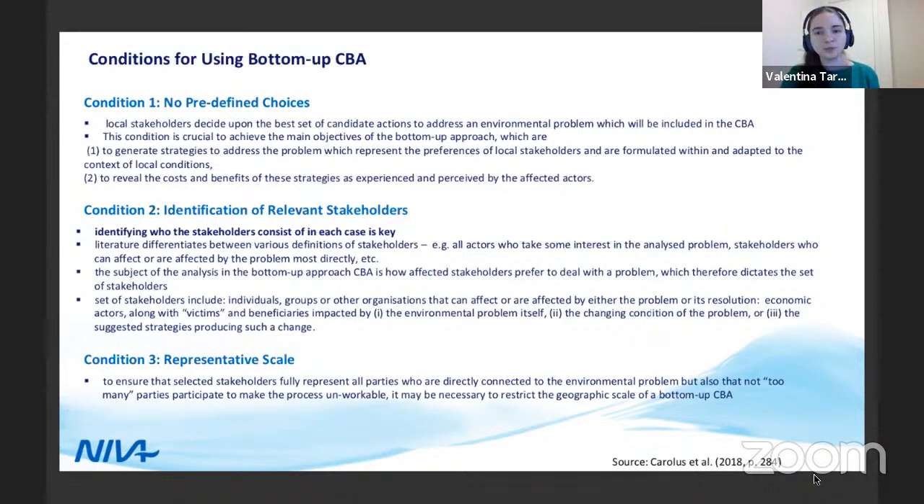If conditions 1-3 cannot be met, it may still be possible and practical to undertake a partial bottom-up CBA. This may be applied if the main intention is to use CBA as a tool to support stakeholder participation, or in the fields of application where environmental matters are with apparent and significant national or international use and non-use values. Next slide, please.